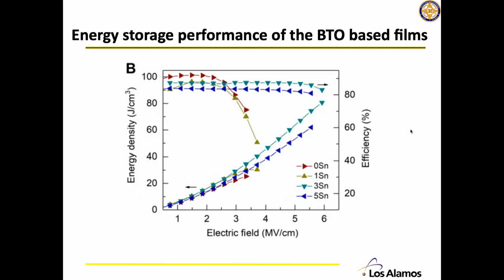As you can see here, the red one is 0 tin doping, and then 1, 3, and 5. The red one and the yellow one are 0 and 1. As you can see, the efficiency on the right side decreases significantly above 2 megavolts per centimeter because the sample becomes very leaky. And once we dope 3 or 5% of tin, as you can see, the efficiency can almost be maintained around 80% or 88% for the 3% sample, up to about 5 or 6 megavolts per centimeter. Compared to BTO, this energy storage performance is around 80 joule per cubic centimeter, which is pretty good, I would say, probably almost the best for the barium titanate system.